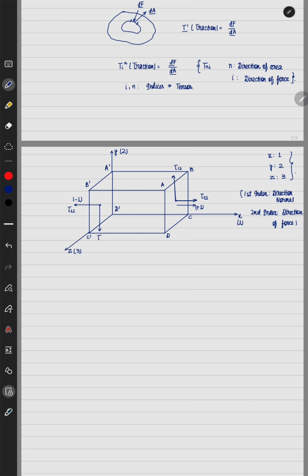The area is oriented along the negative 1 direction, so 1 I will write, and the force is oriented along direction 2. But this time I will not draw this as tau 1 2. This is wrong. This is because the area of A prime, B prime, C prime and D prime is oriented along the negative direction. So that is why wherever I write tau 1 1, it will be oriented along the negative direction.